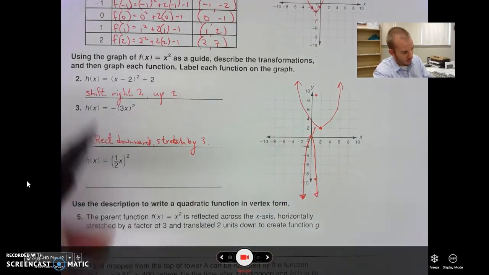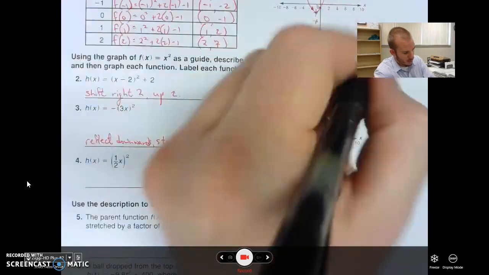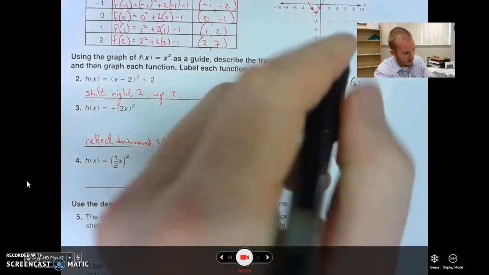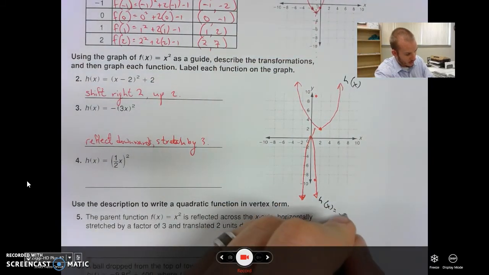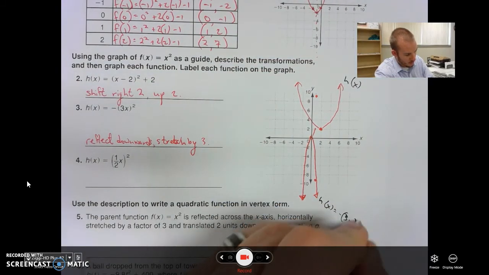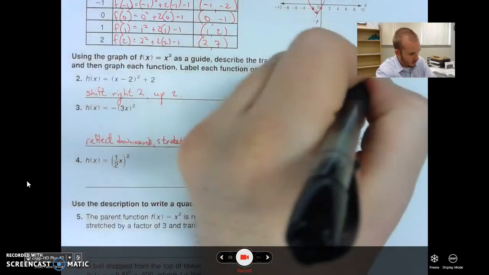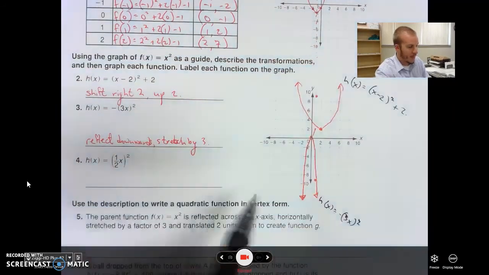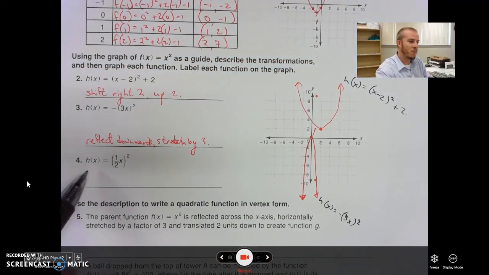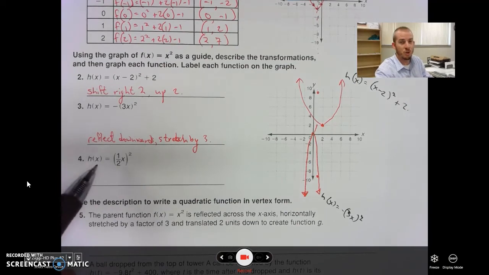I'm going to label this one here. It says label each function on the graph. Here's h of x. Here's the other h of x. This one is negative 3x all squared. And this one is x minus 2 all squared plus 2. Okay, pause the video, try to do this problem number 4, and then after this I'm going to let you guys go and you can do the homework.